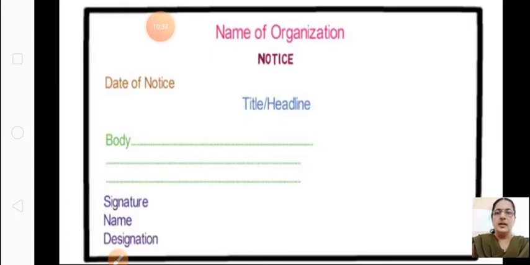Okay, after that, below that you will write the name, and whatever your designation or role is: head boy of the school, prefect of the school, the monitor, or the madam sending it to the principal. Whoever is writing the notice will write their designation. Understood how to write? This is the format.